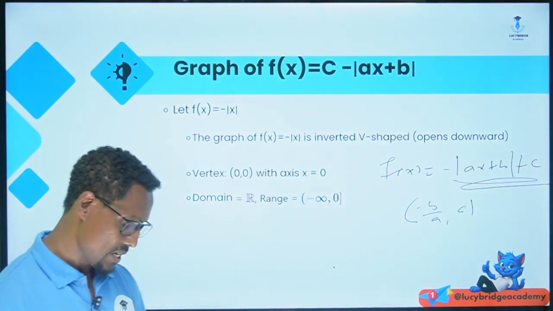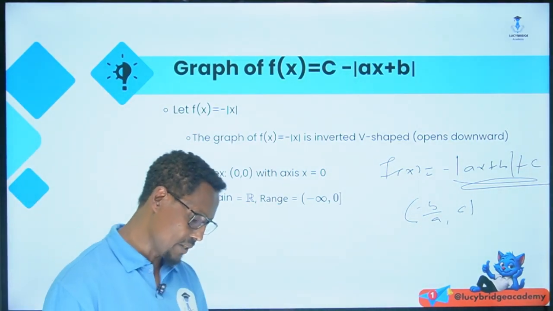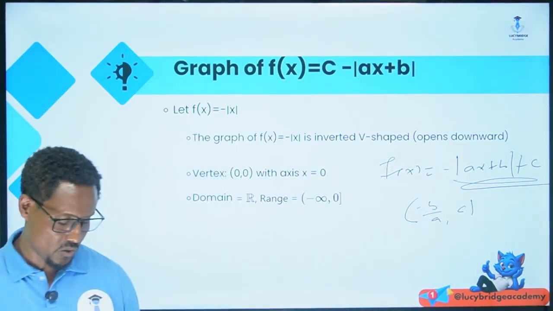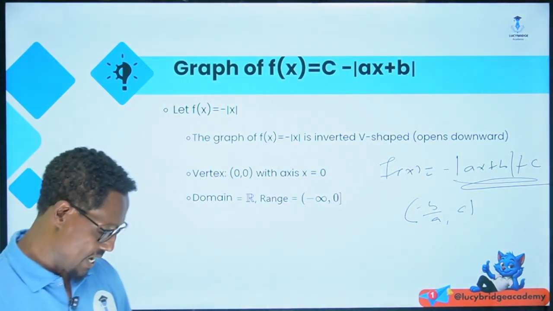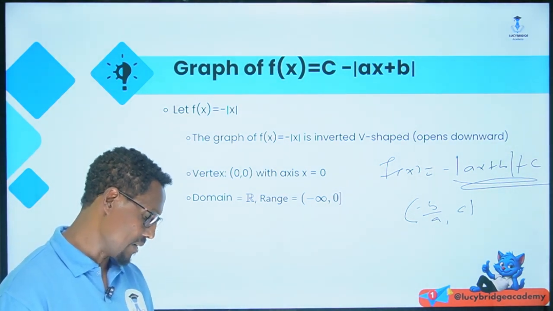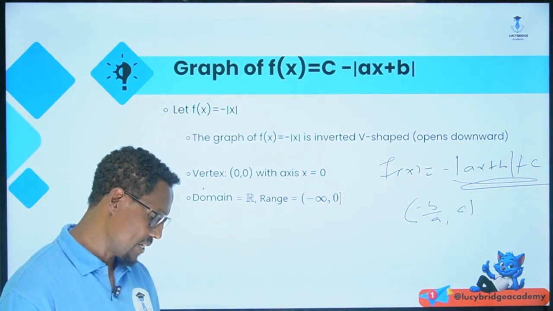Domain: the set of all real numbers. Vertex: minus b over a, comma, c. And the line x is equal to minus b over a is the axis of symmetry. Domain, vertex (0, 0).